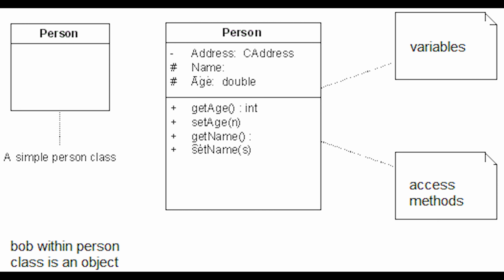Alright, let's look at a class again. Here we have a person class. A simple person class has nothing in it. No variables, no access methods. And on the right, we added variables and access methods. A person class with variables address, name, and age. As you can see, we have the access modifiers minus, sharp, and plus. Once again, minus is private, sharp is protected, and plus is public. In the variables, we have a colon followed by a primitive type, like integer, boolean, and string. And at the bottom, we have the access methods getAge as well as setAge. Once again, this is a class, and within a class, we have different objects, like Bob, for example.